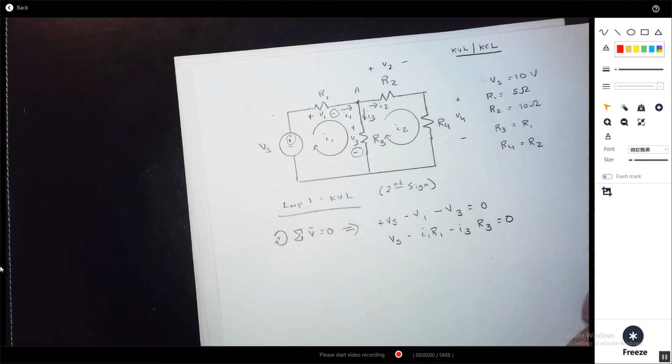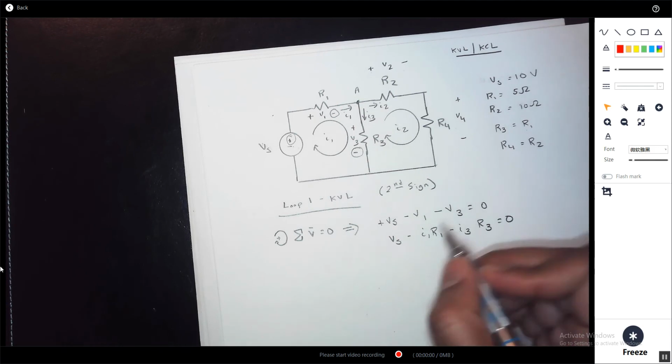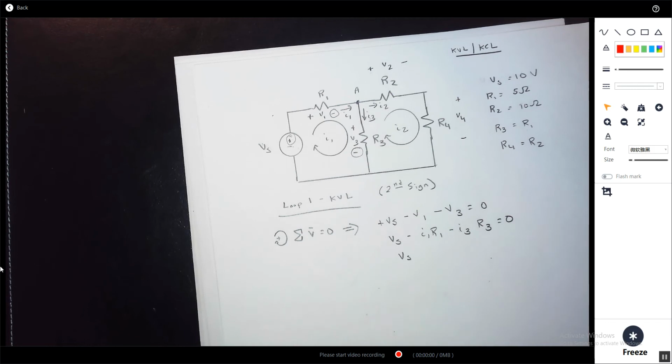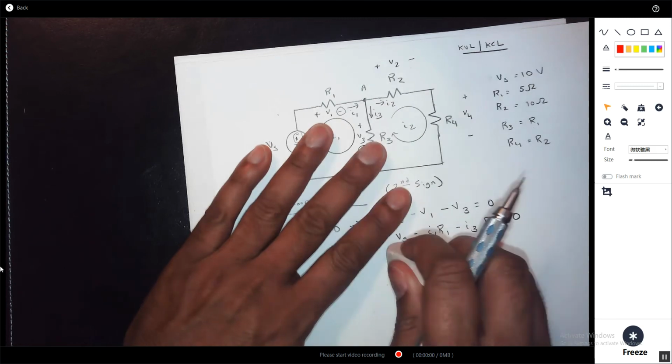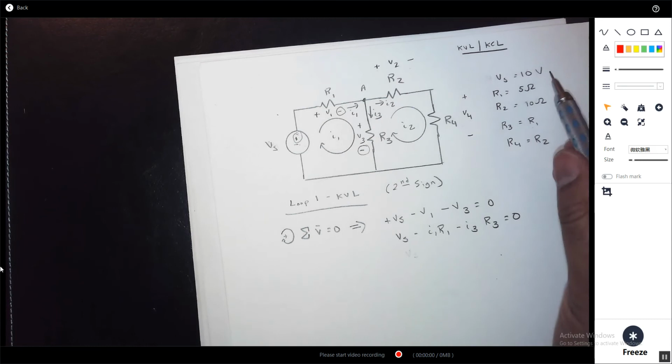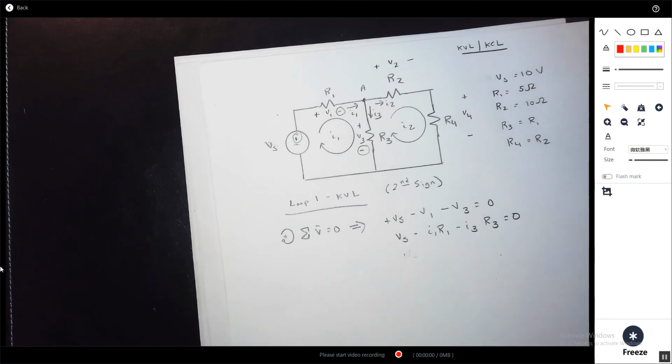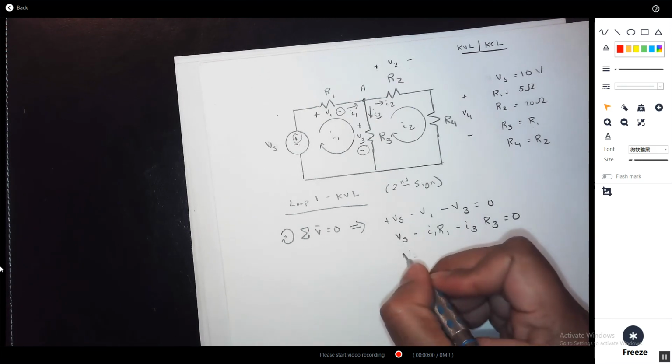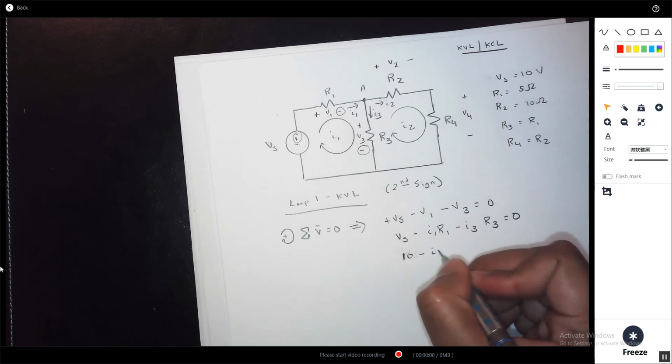Okay. Now I simply plug in the numbers. Let me erase this real quick. Vs is 10, right? So from here, you know our Vs value is 10. 10 minus I1, 5.